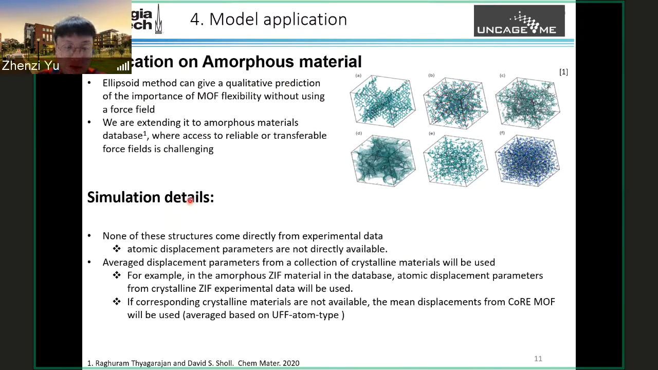Notably, there are some simulation details we need to point out. Because none of these structures come directly from experimental data, the atomic displacement parameters we previously used are not directly available. So we tackle this problem by using average displacement parameters from a collection of crystal materials. For example, for amorphous materials in the database, the atomic displacement parameters from crystal ZIF experimental data will be used. And if the corresponding crystal materials are not available, the mean displacement from the CoRE MOF database will be used.